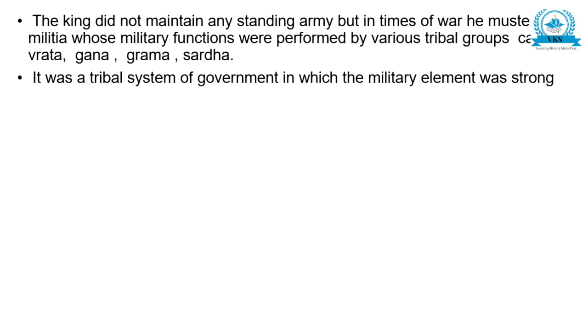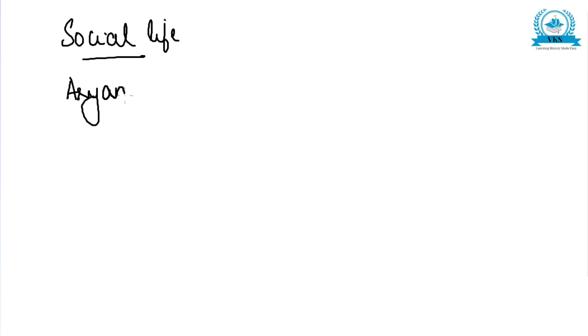So now let us move on to the next topic, that is social life. The Aryans in India had taken to settled life, so that families resided in fixed dwelling houses of a primitive type. So the Aryans in India were mainly leading a settled life.